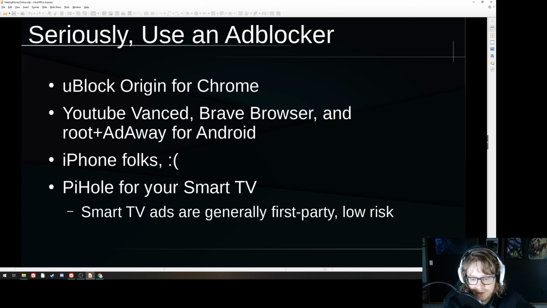But unfortunately for you iPhone folks, not much for you to do. Yeah, someone said there's an extension called AdBlock for YouTube on the Chrome Store. You don't need that if you have uBlock. It also blocks the YouTube ads at this time.